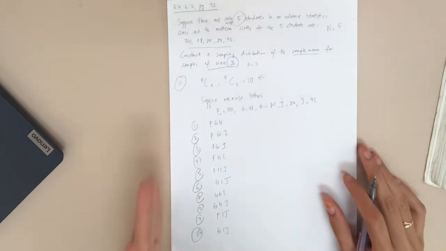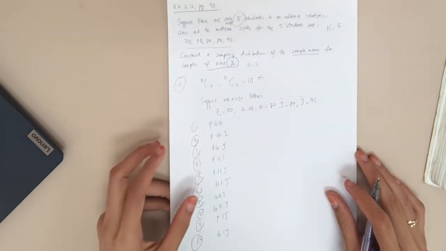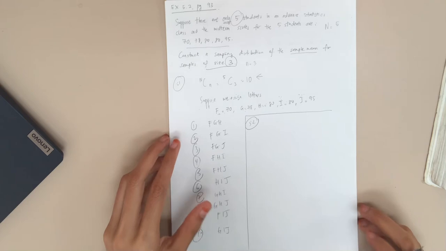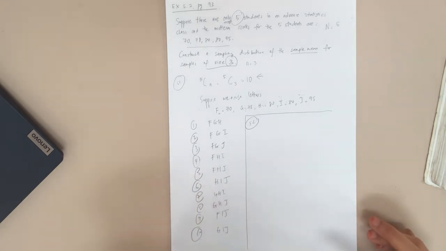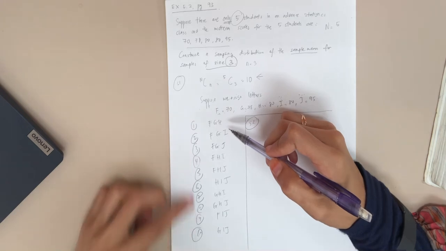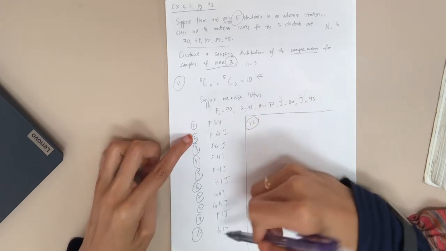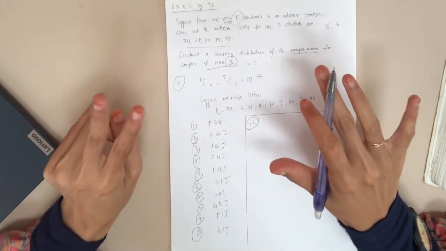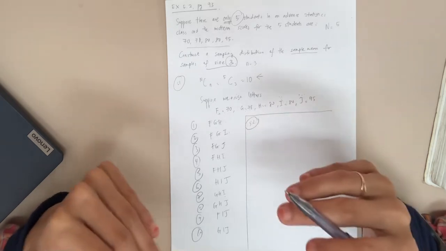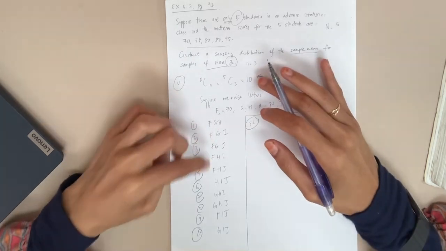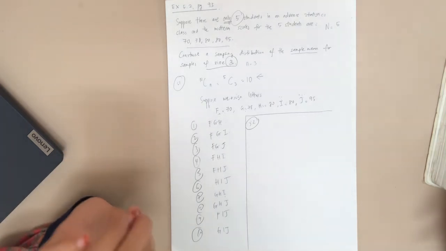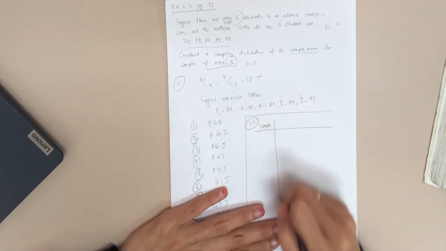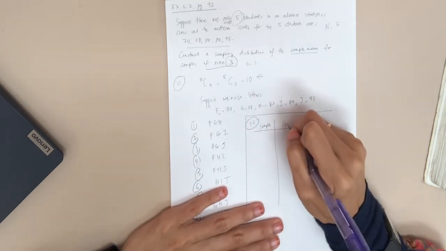After we get all the samples, what we need to do next is, I write it here, step number 2: you need to compute the sample mean for each sample. There are 10 samples here: 1, 2, 3, 4, 5, 6, 7, 8, 9, 10. So in step number 2 you need to identify the sample mean for each sample. It is nice if you can do it in a table.